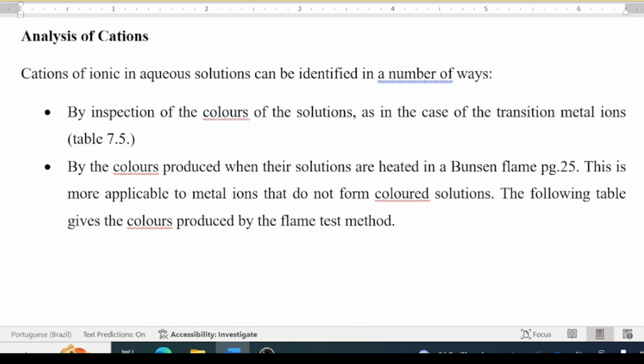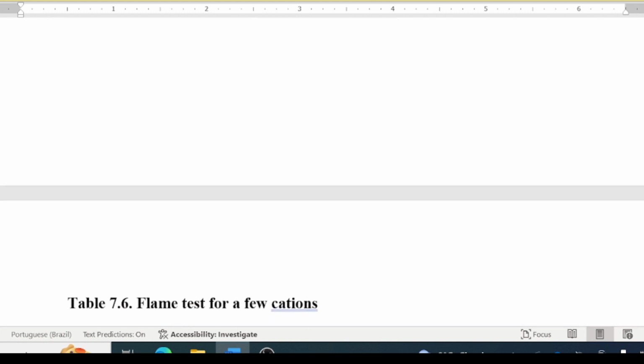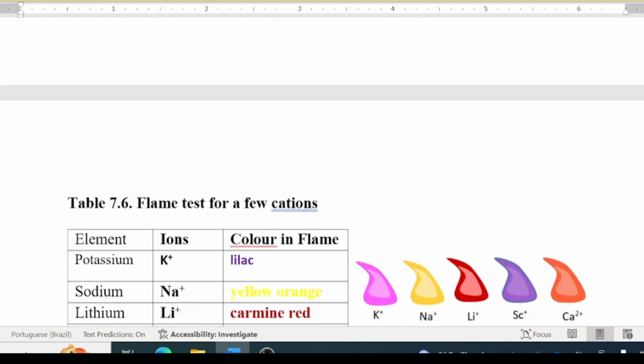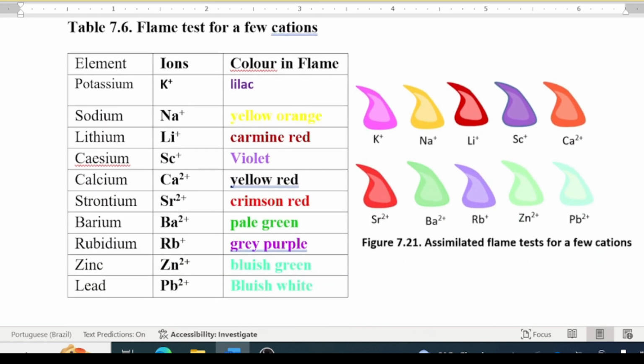Analysis of cations. Cations of ionic compounds in aqueous solution can be identified in a number of ways. You can inspect it, like you see there just now, by the colors produced when their solutions are heated in a Bunsen flame. A flame test involves taking a sample of an ionic compound and heating that in a Bunsen flame, and whatever flame is produced is characteristic of that particular ion. So here are some ions, and these are the flames that are produced specifically for each of these ions.